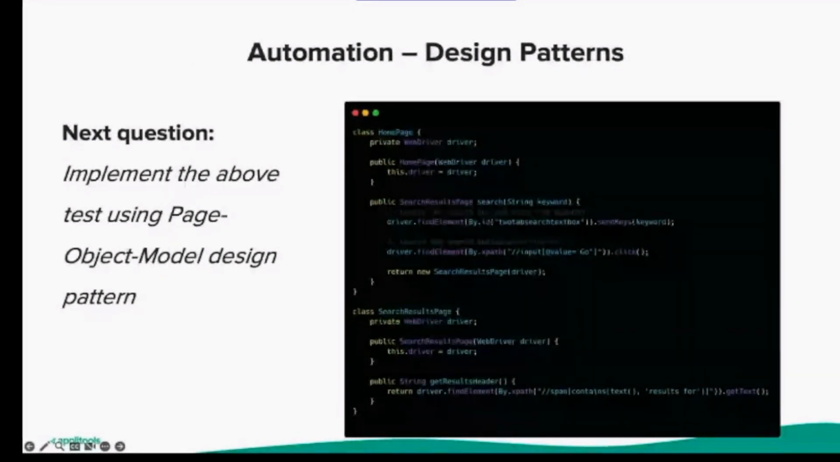What is automation without design patterns? It is code after all. So we did ask about one of the most commonly used, most popular design patterns for test automation. We asked ChatGPT if it could implement the same test using the page object model, and it gave a fairly good implementation of that as well. So this was good from an automation point of view.